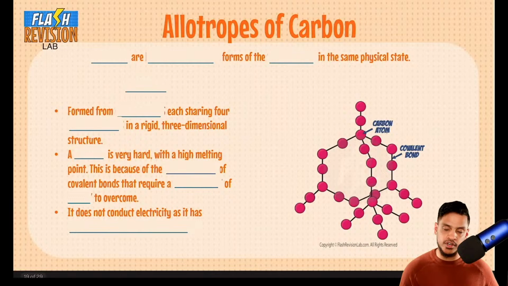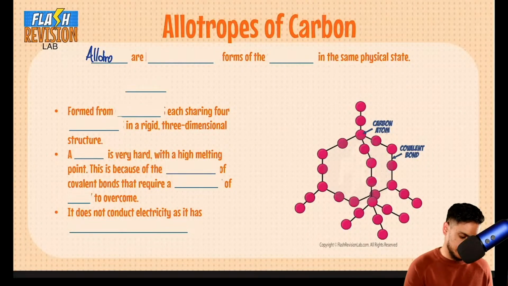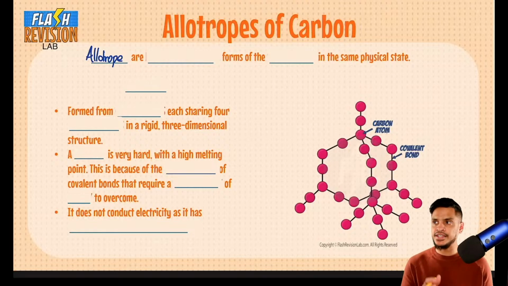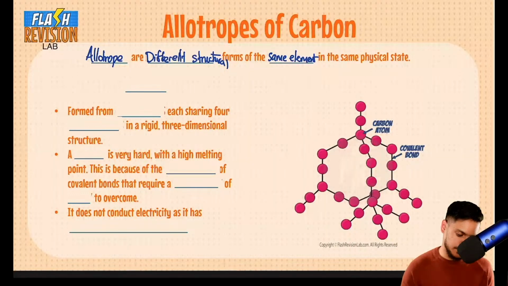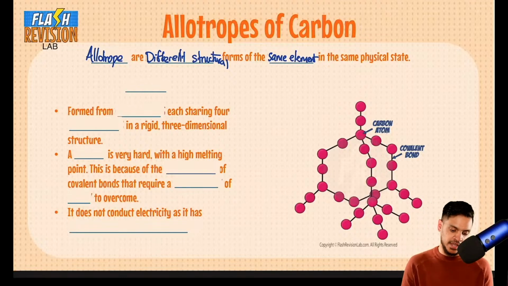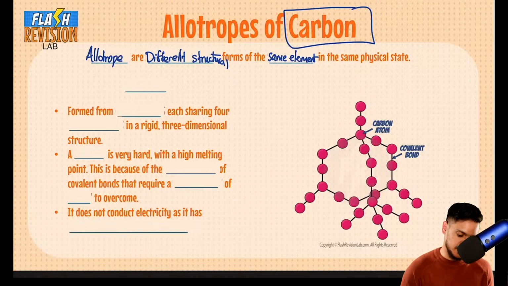Okay, let's go through the allotropes of carbon. First of all, let's explain what an allotrope is. Don't get them mixed up with isotopes. Allotropes are the same element in different structural forms in the same physical state. For carbon, there are a few that you need to know about.